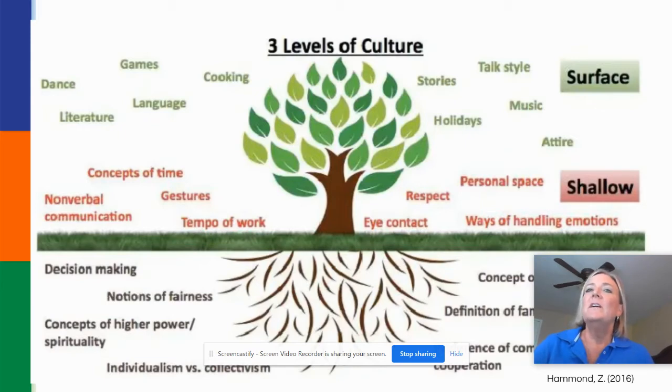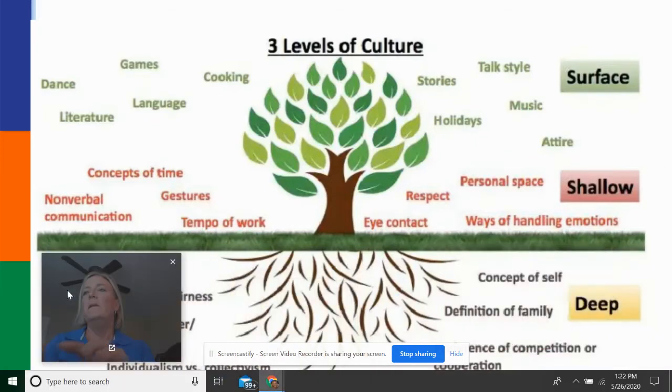And then under the surface in the deep culture is their decision-making processes, what they think of as fair, what type of culture is deemed as better than another type of culture. What is a definition of a family? So those all lie under deep culture.